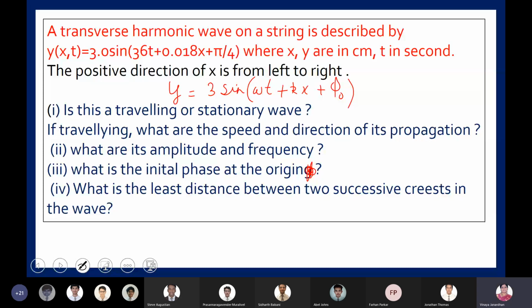If it is a traveling wave, what are the speed and direction of its propagation? Anyway, it's given. What will be the speed and the direction of its propagation? What is the speed, boys, here? Can you check? Ma'am, what's the last term in the equation? The initial phase, whether it is 90 degrees or 0 degrees or 170 degrees.